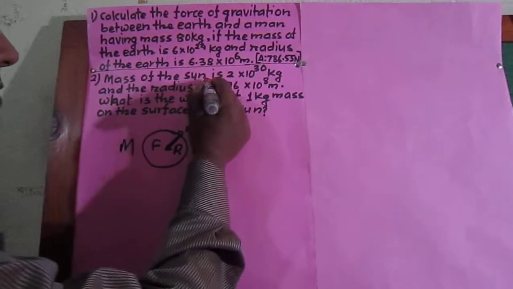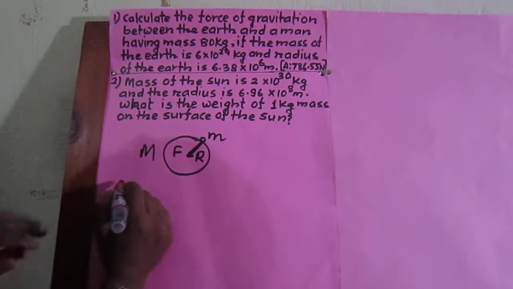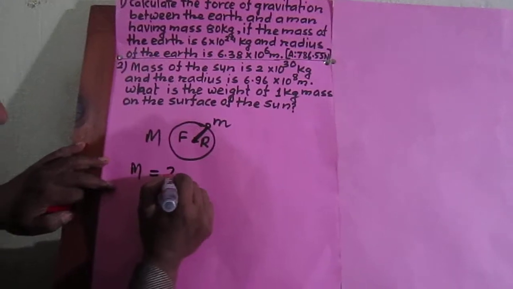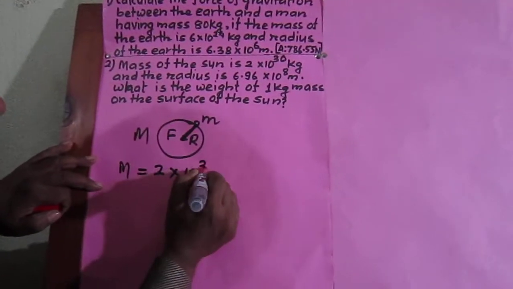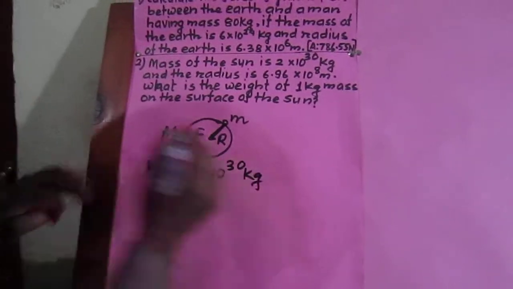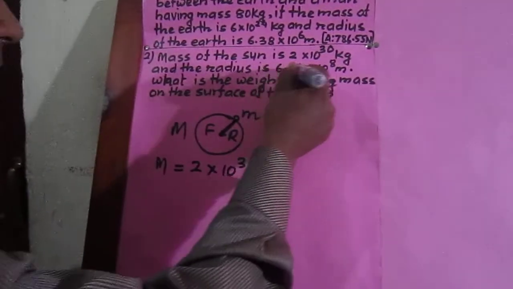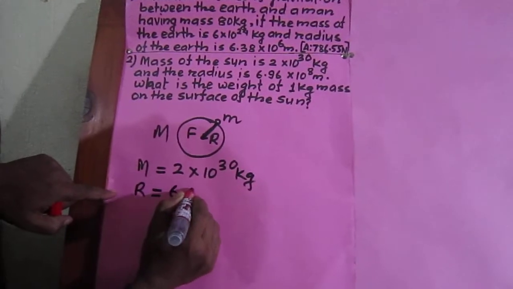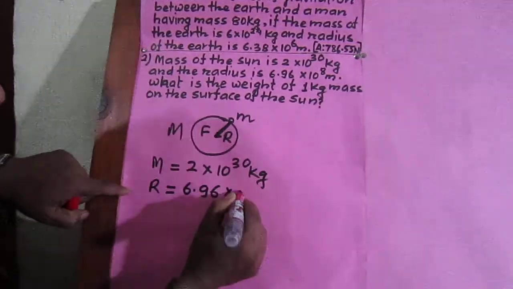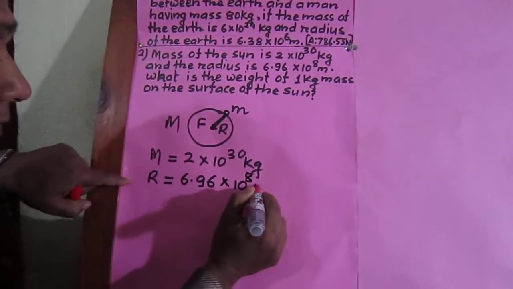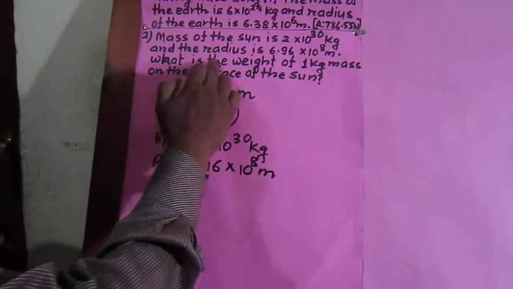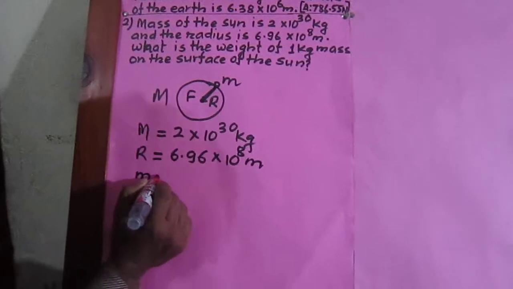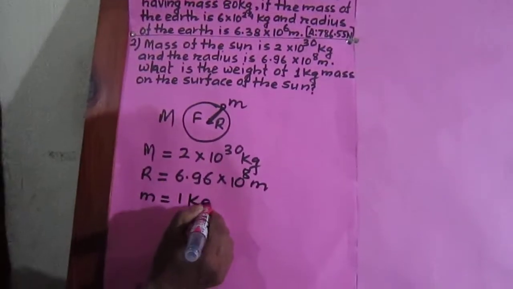Look at this. Mass of sun is this much. It means the bigger mass, capital M, is equal to 2 into 10 to the power 30 kilogram. And the radius is this much. Radius means R is equal to 6.96 into 10 to the power 8 meter. What is the weight of 1 kg mass on the surface? It means the small mass is 1 kilogram.